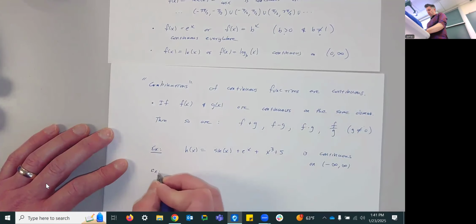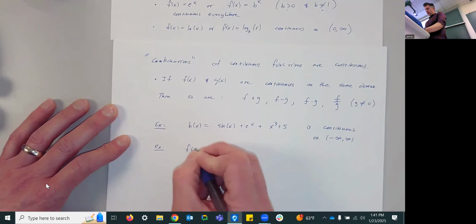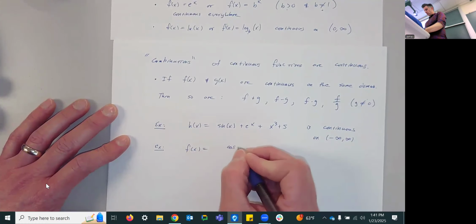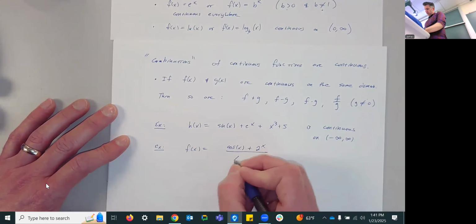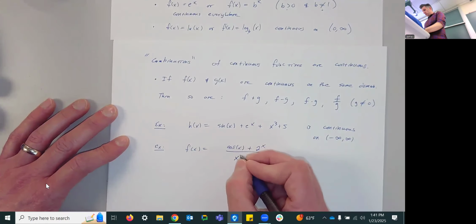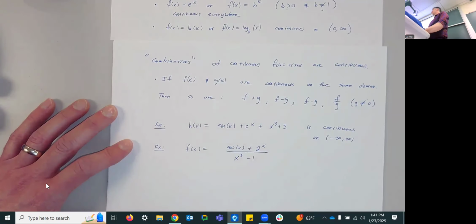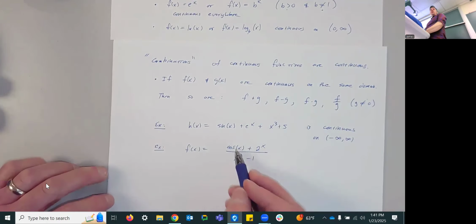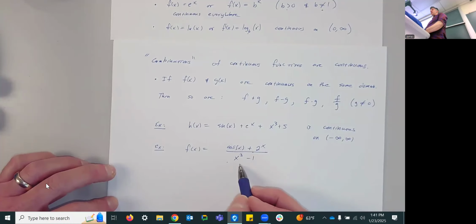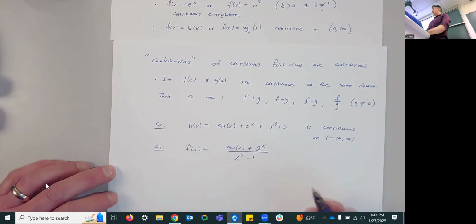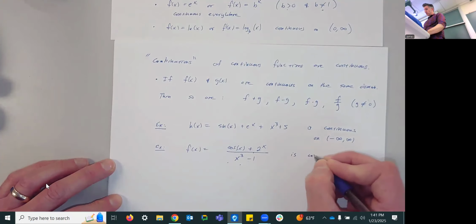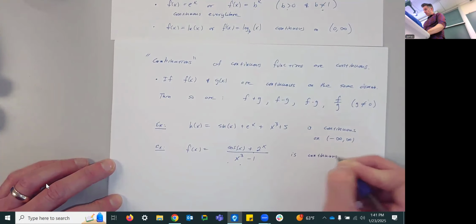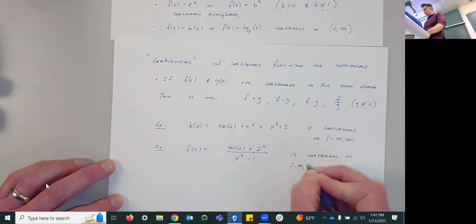Or for example, f of x equal to cosine of x plus 2 to the x over x cubed minus 1. It's continuous almost everywhere. Cosine's continuous everywhere, so is 2 to the x, so is x cubed minus 1, but we do have to worry about x cubed minus 1 being equal to 0. So this is continuous as long as x isn't equal to 1. This is continuous on the interval from negative infinity to positive 1, union positive 1 to infinity.